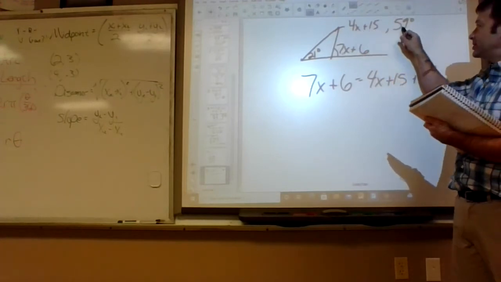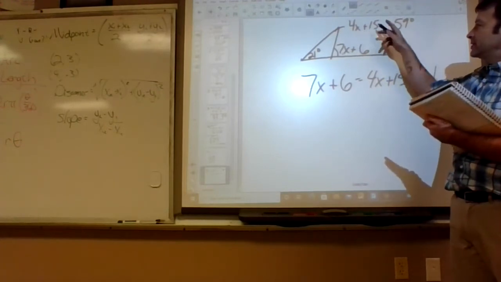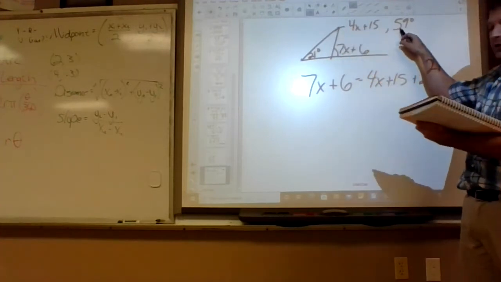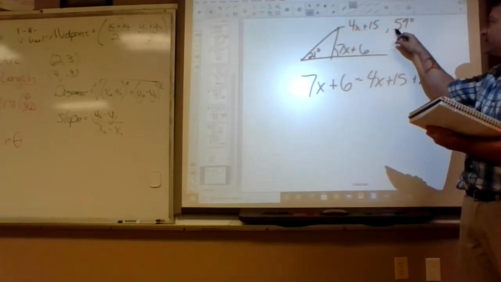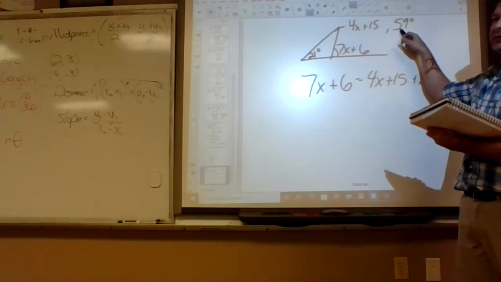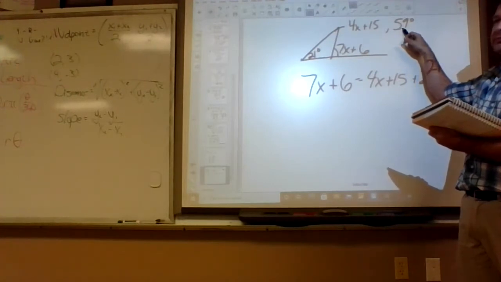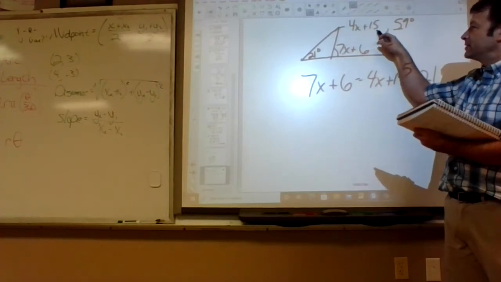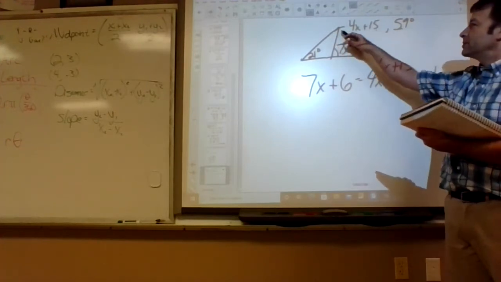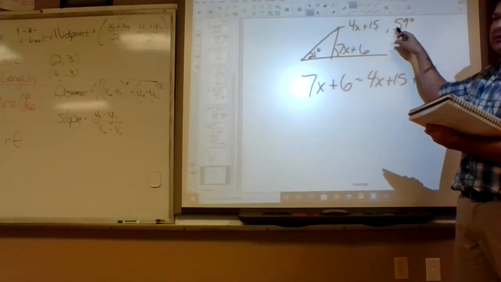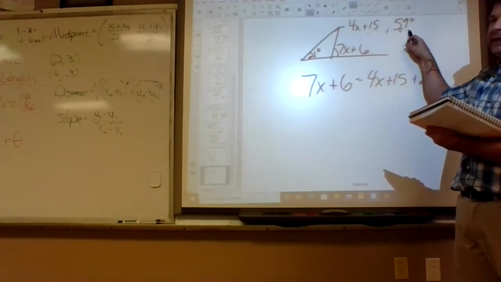So how can I use these two facts? The picture says 4x plus 15 is this angle. And then on number 13 it says this angle is also 59 degrees. So what can I do with that? The picture tells us this angle is this stuff. On the problem it said this angle is 59 degrees. So how are these two related?